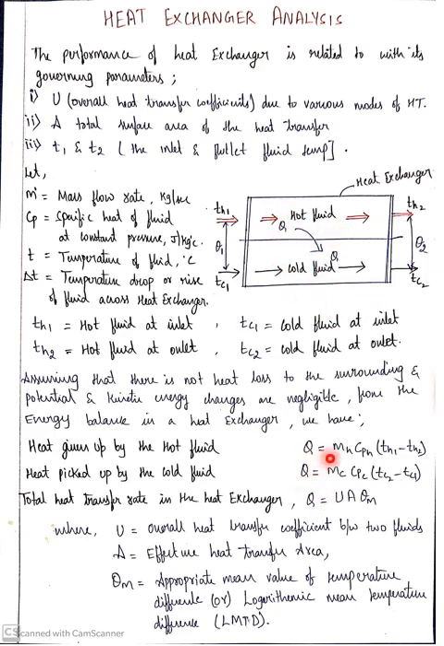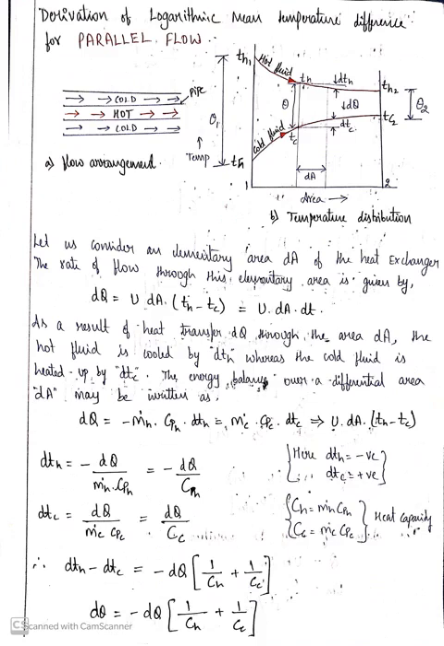So with respect to hot fluid, it is given as m cp delta T, where m is the mass flow rate of the hot body, cp the specific heat of the hot fluid, and this is the temperature difference. Similarly for the cold fluid. Then the overall heat exchange in the heat exchanger will be taken as Q equals UA theta m. What is theta m? That is nothing but the logarithmic mean temperature difference. What this parameter is and why it is used, we will be discussing in the next slides.